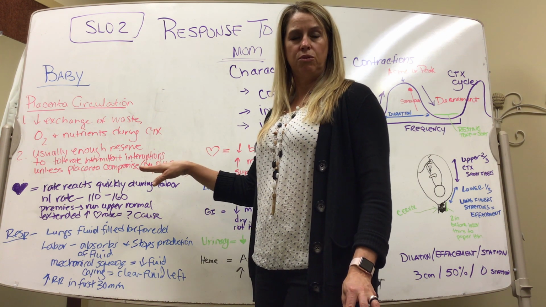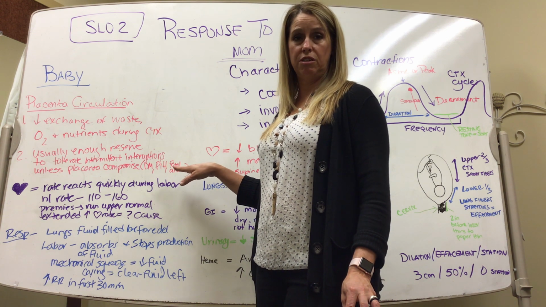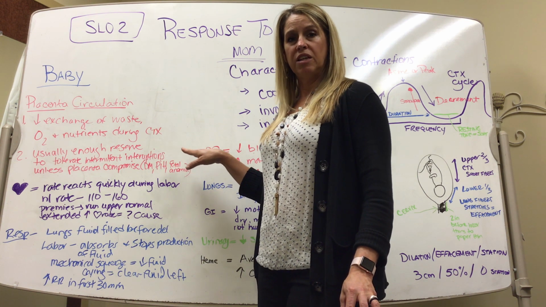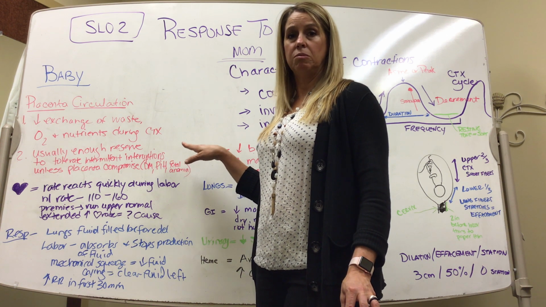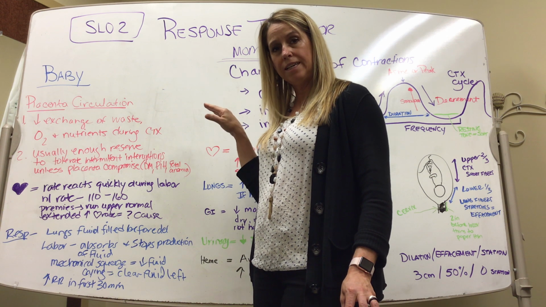Preemie babies tend to run on the higher end of normal, so a lot of times we'll see 150s, 160s for preemie babies. They're just not as mature. Their neurological system is not able to regulate their heart rate as well, and so because of that, they keep a pretty high heart rate.